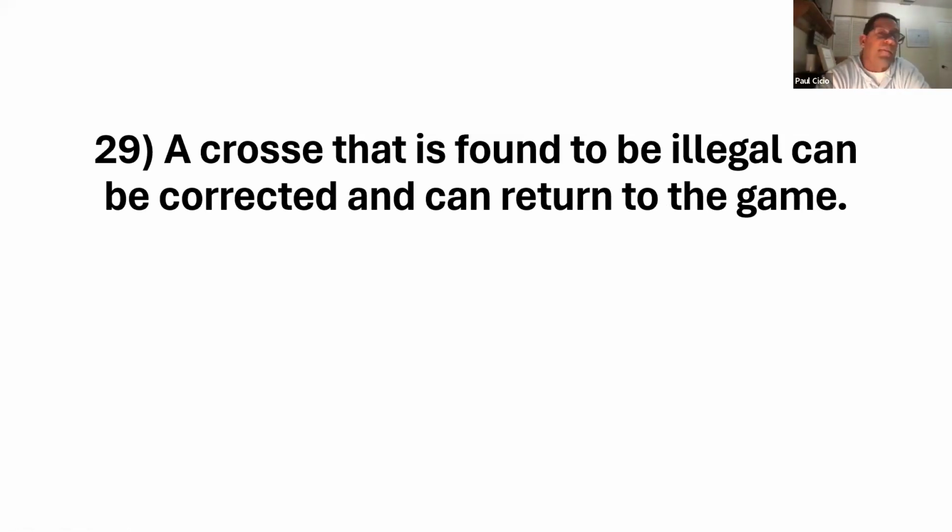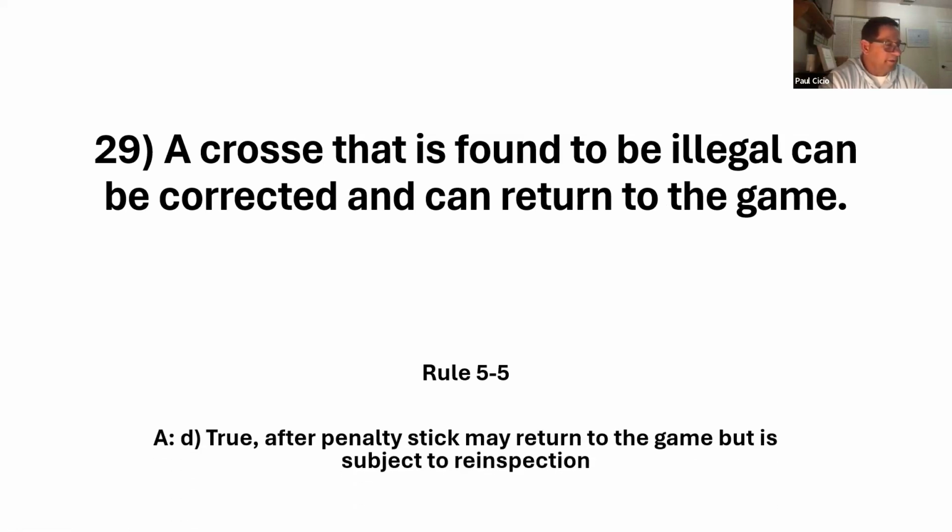29. A cross that is found to be illegal can be corrected and can return to the game. What does everyone think about that one? True. After a penalty, the stick may return to the game, but is subject to reinspection. If it's a deep pocket, they can fix it and bring it back. If the stick is too short, they're going to have to take the shaft off and replace it. But if it's a deep pocket or the shooting strings are below 4 inches, they can correct all that and come back in.